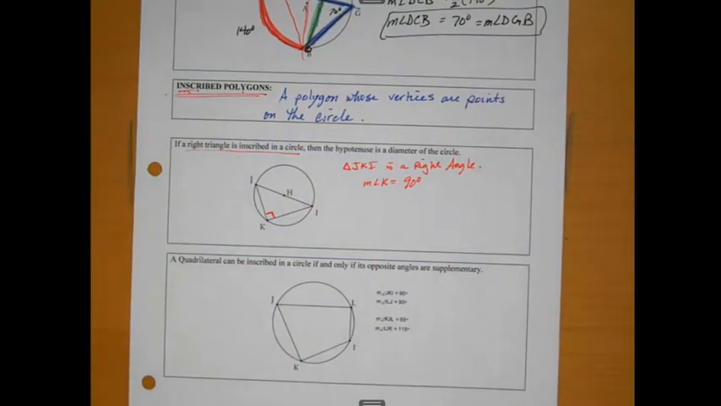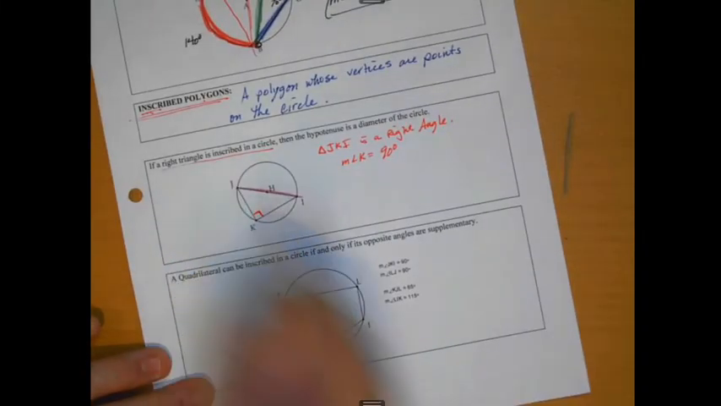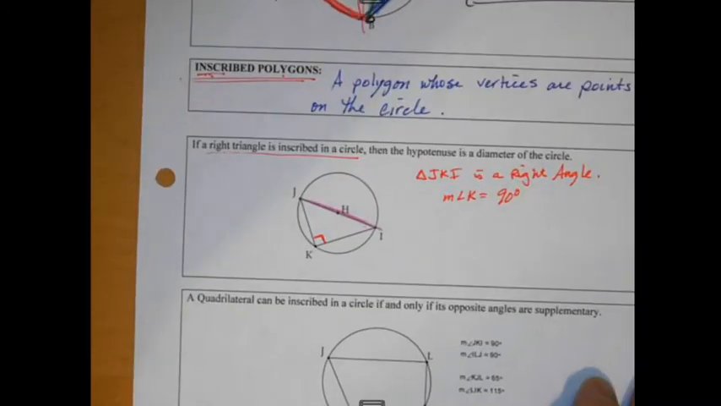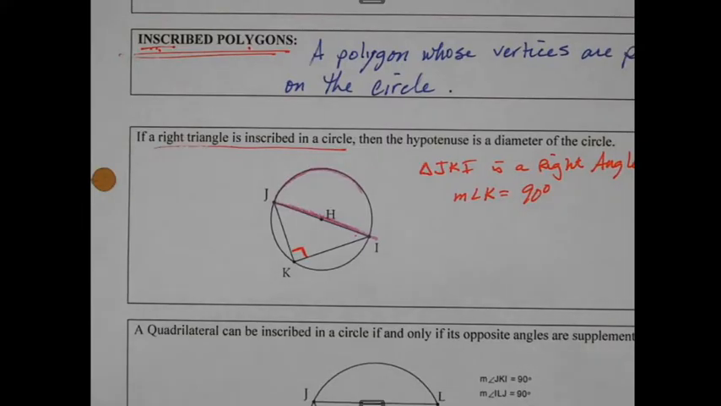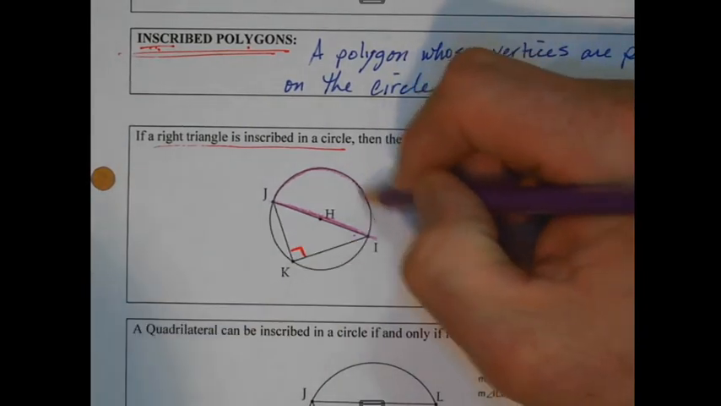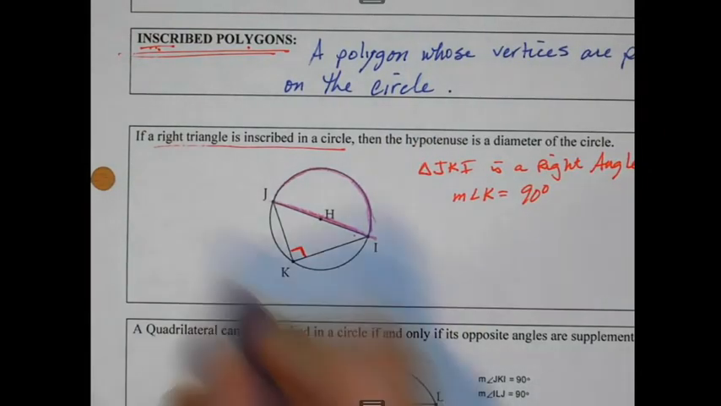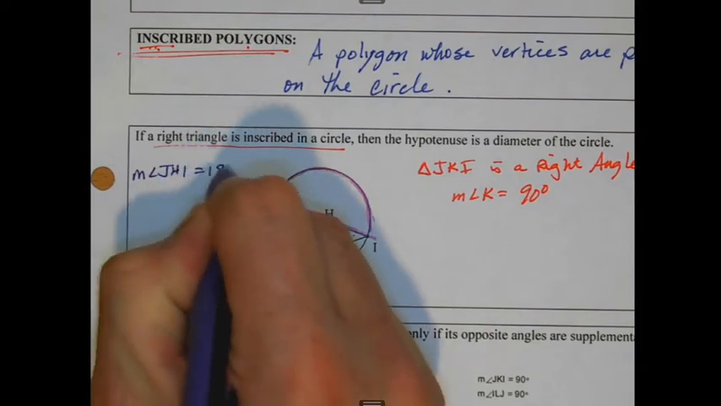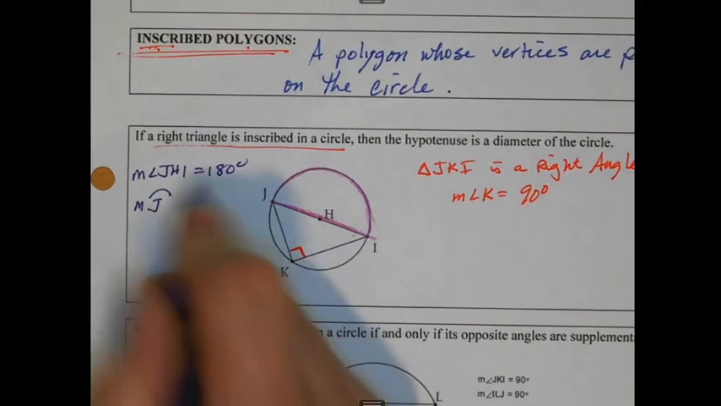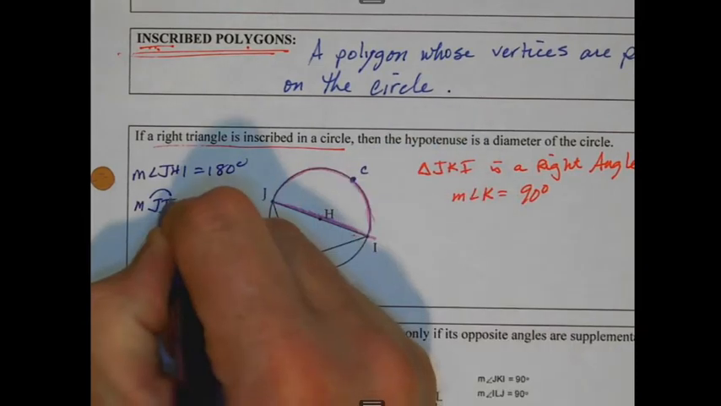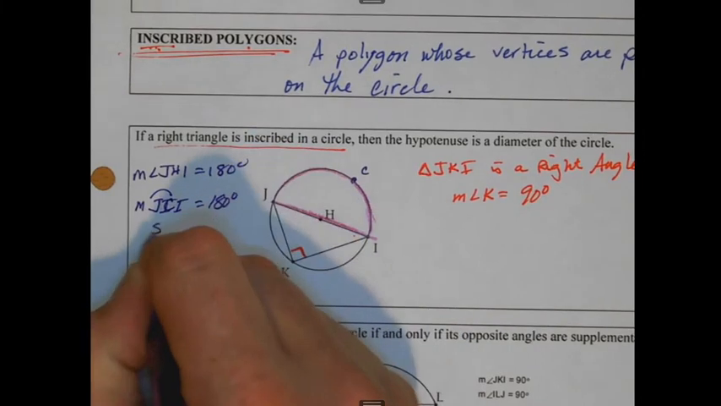Let's go back to what we learned previously. This right here is a diameter, right? And if that is a diameter, I'm going to zoom in on this. It keeps cutting out on me. Hold on for one second. All right, I'm sorry about that. So we're going to power through. So if JHI is that diameter, which is also a straight angle, so the measure of angle JHI is 180 degrees, then arc JI is a semicircle. Let's put C here, so arc JCI is 180 degrees, that's a semicircle.